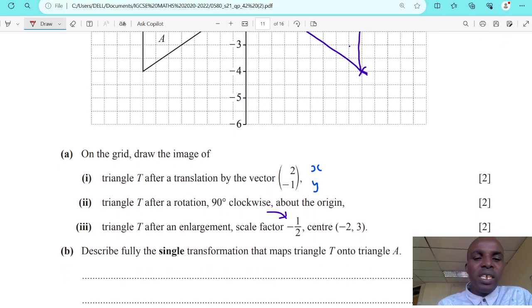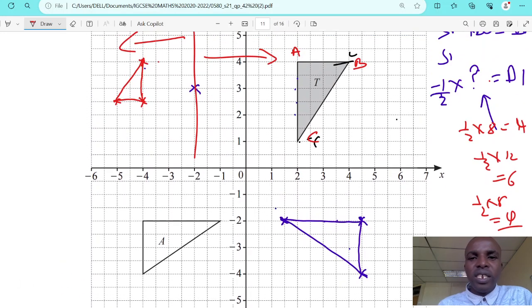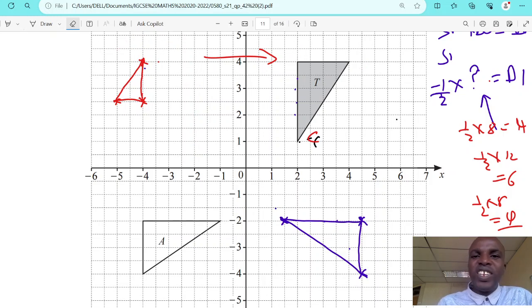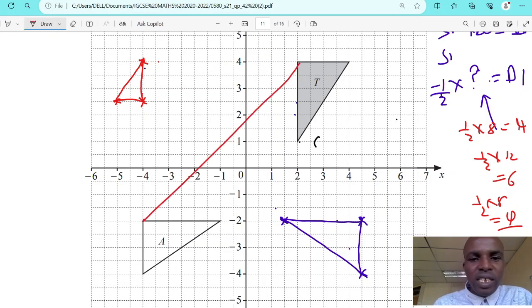Then describe fully the single transformation that maps triangle T onto triangle A. T onto A. Check size. Size is still the same. Check direction. Direction changed. But are the shapes facing each other? You can see, wow, they are facing each other. Check this and this. They are facing each other, because this side is this side. So this will be a reflection.